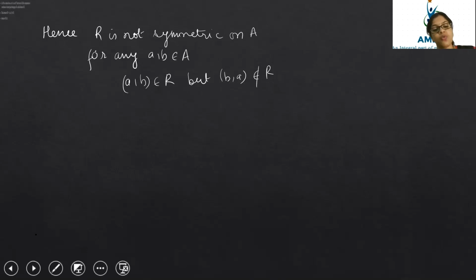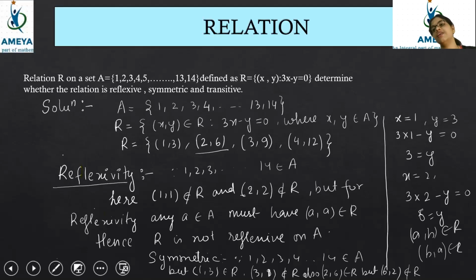Because see, in the previous one you have seen that now (1, 2) is present inside it, so (2, 1) must be present inside it. But here (1, 2) is present, but (2, 1) is not present. So here (1, 3) is present, but (3, 1) is not present. So that's why in the final statement I've explained it for general a, b: if any (a, b) is present inside R, then (b, a) is not present inside it. So definitely that is not symmetric.